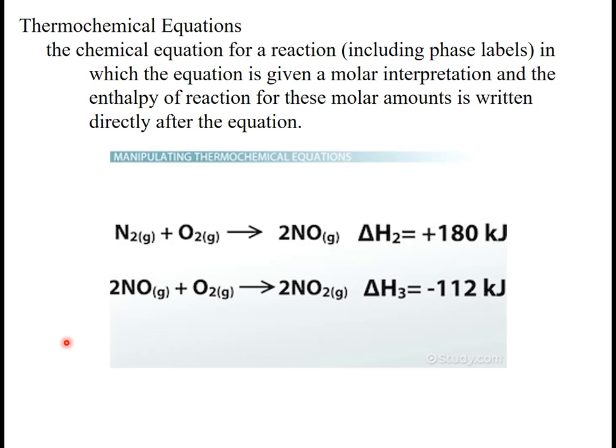In this section, we're going to look at thermochemical equations. Basically, all a thermochemical equation is, it's a chemical reaction in which they have added the delta H at the end of the reaction. So, chemical reaction plus delta H gives you a thermochemical equation.